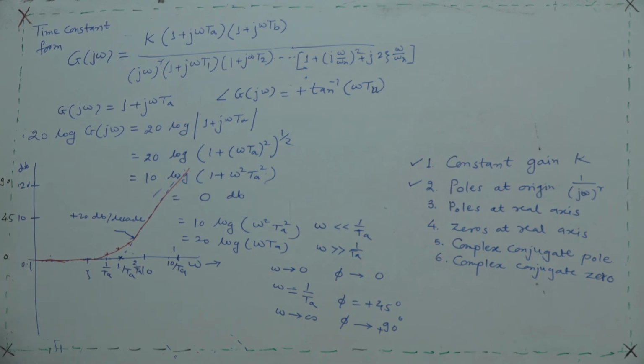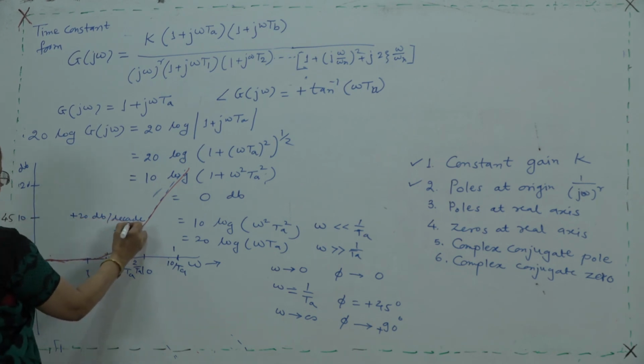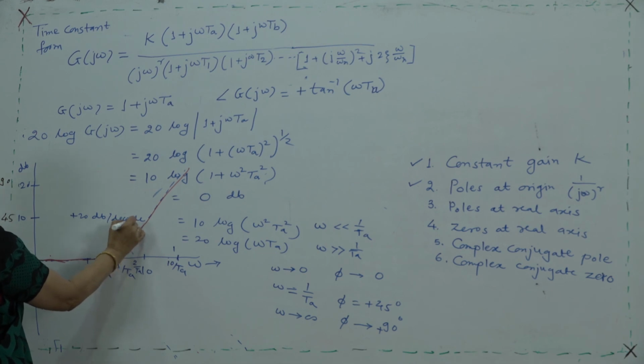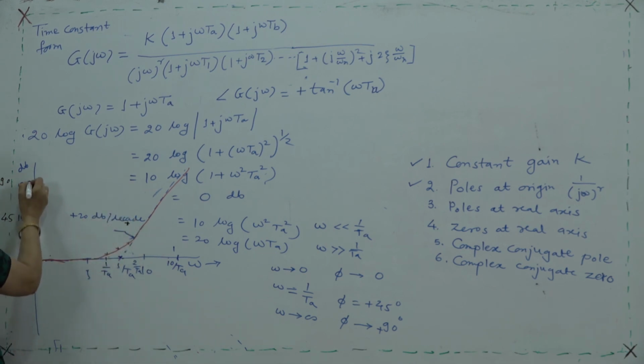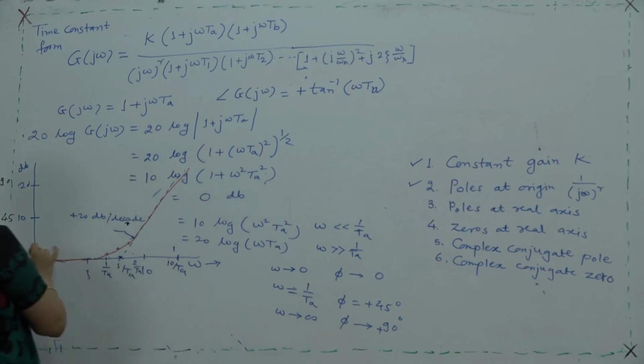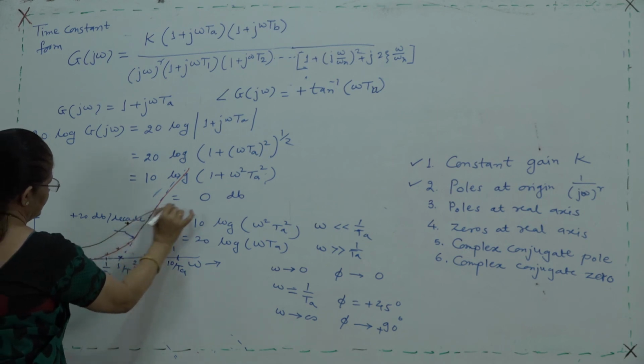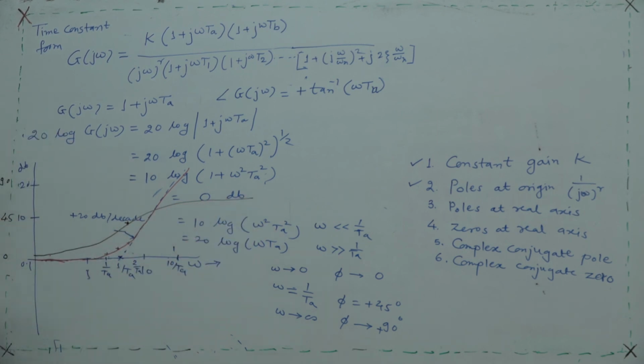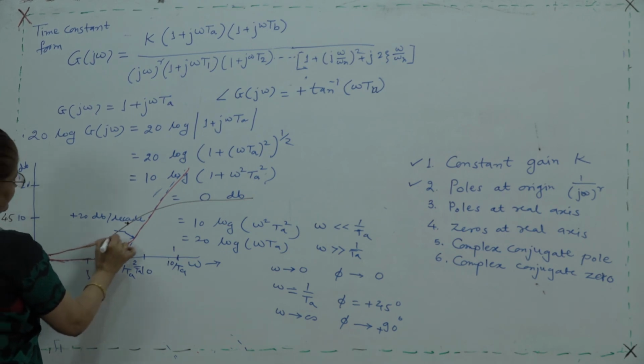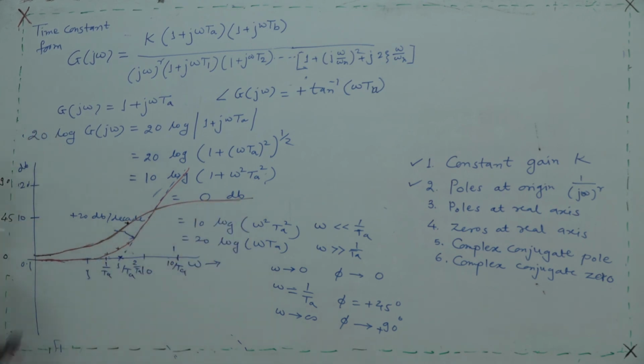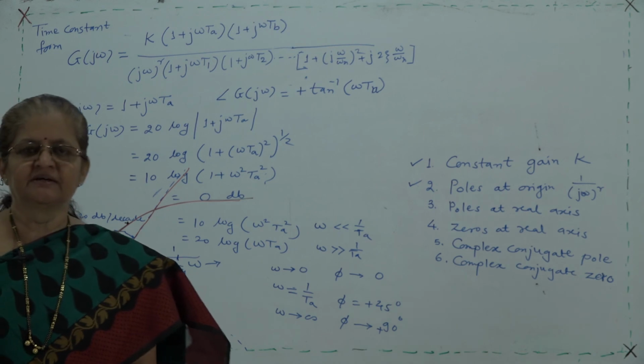Then how will you draw the phase plot? At 1 by T A, it is 45. Okay. And as it is going towards infinity, it is 90 and otherwise 0. So, how will you get it? The similar plot, tan inverse function and parallel to the 90 degrees. So, this is the plot for the magnitude. This is phase plot, this is the magnitude plot. So, same thing, only the term is at the numerator and denominator.